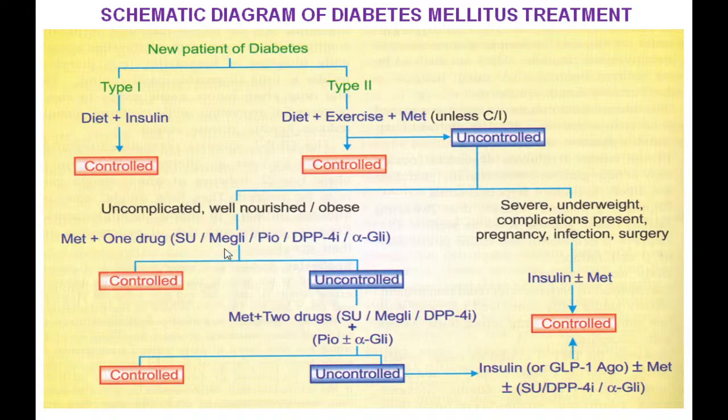The situation after this treatment can be controlled or uncontrolled. If uncontrolled, we use metformin plus two drugs. One of them is sulfonylurea, meglitinide or DPP-4 inhibitor. Metformin first, this one second, and the third one pioglitazone or alpha-glucosidase inhibitor. Three drugs. The situation can be controlled or uncontrolled.